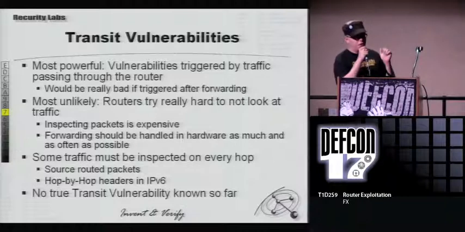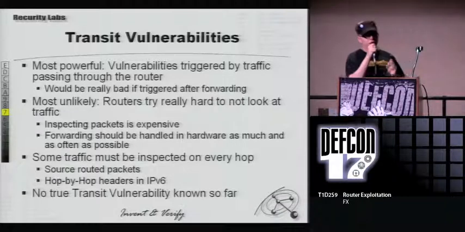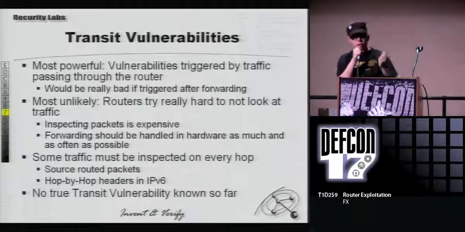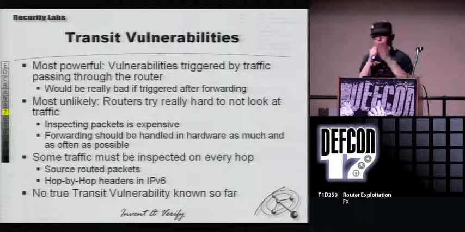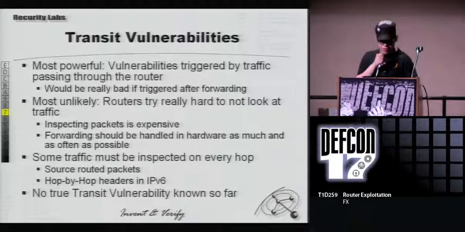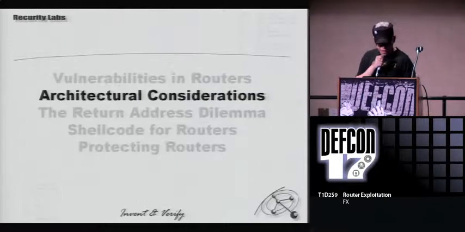Some traffic is a notable exception. Some traffic actually gets source routed, for example. That must be inspected on every hop. Or in IPv6, you have the hop-by-hop header. And I'm going to watch that one closely, because I'm sure that Cisco is going to mess it up.